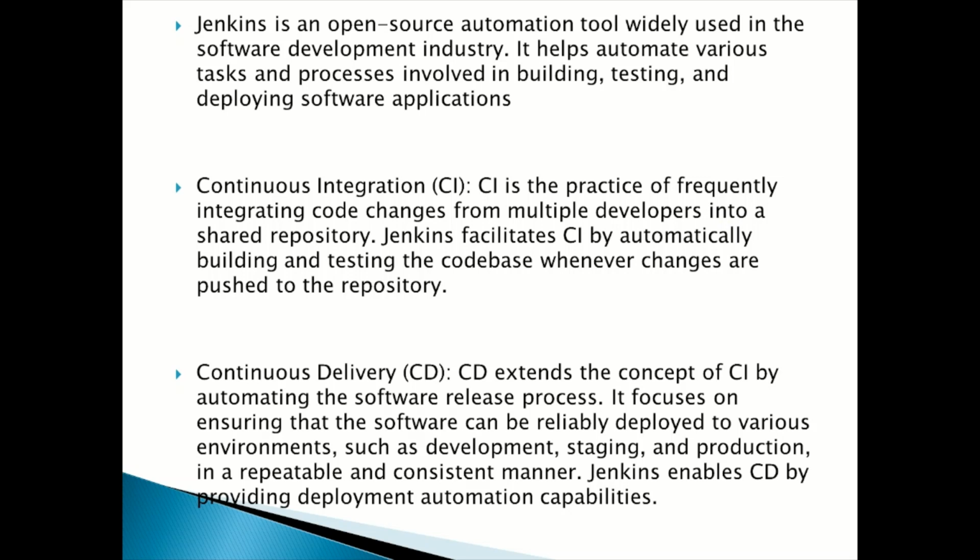CD, or continuous delivery, extends the concept of CI by automating the software release process. It focuses on ensuring that the software can reliably deploy to various environments such as development, staging, and production in a repeatable and consistent manner. Jenkins enables CD by providing deployment automation capabilities.